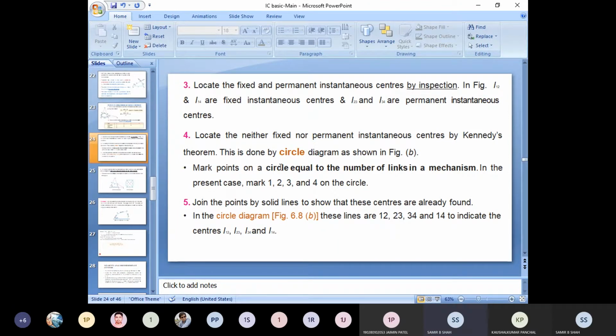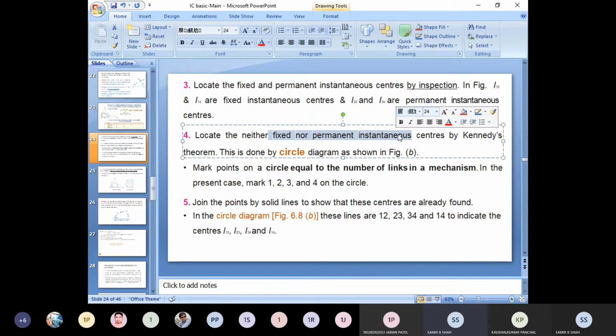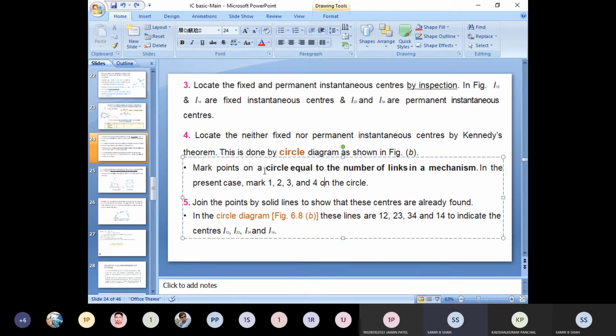After that, the points which are neither fixed nor permanent, we accommodate with the help of a circle. How to draw the circle, we initially described in the previous lecture. That depends on the number of links. Whichever links are there, those may accommodate the points on the circle.